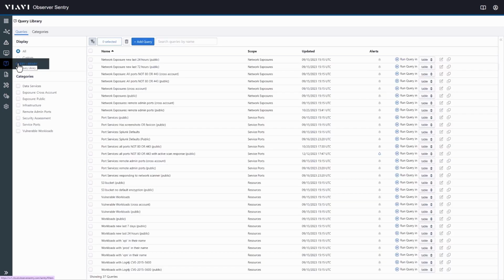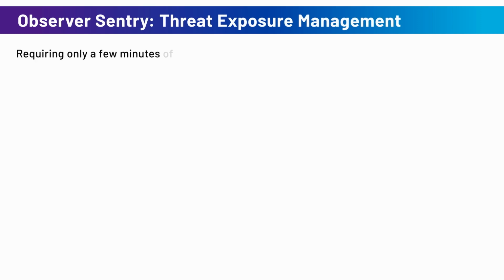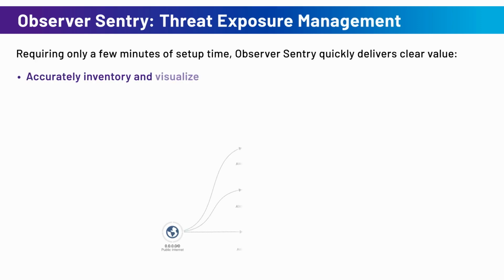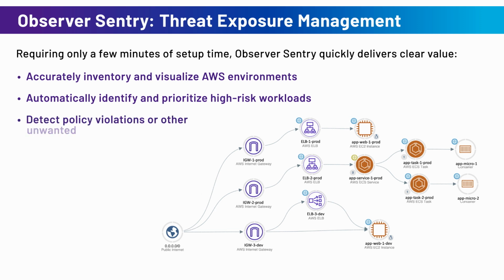The query library provides a collection of both pre-built and user-defined queries to identify specific conditions and generate notifications when a match is found. In this brief demonstration, we've seen how Observer Sentry can help you by automating the process of accurately inventorying and visualizing your environment, automatically identifying and prioritizing high-risk workloads, and proactively monitoring and alerting when policy violations or other unwanted conditions are discovered.